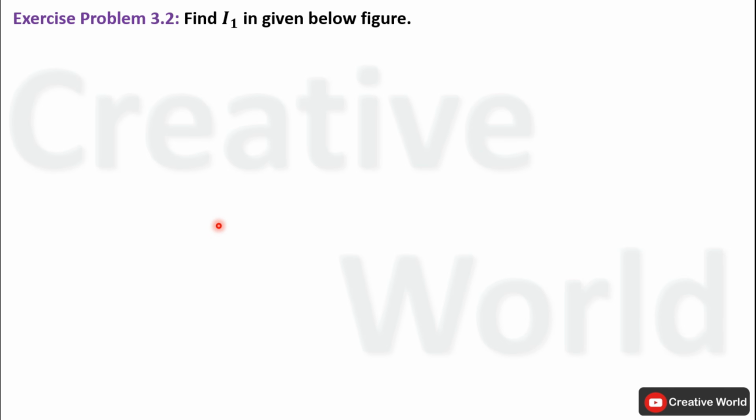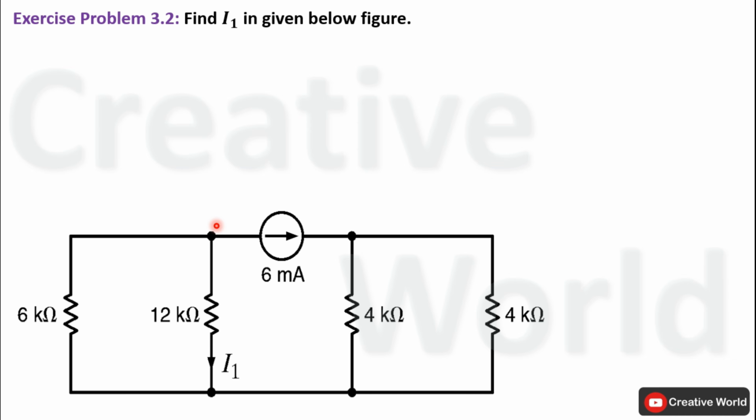Exercise problem number 3.2. Find the value of current I1 in given below figure. This is the circuit diagram of given problem. Inside this network, we have to find the value of current I1 through this branch. So without wasting time, let's proceed towards the solution of the network.